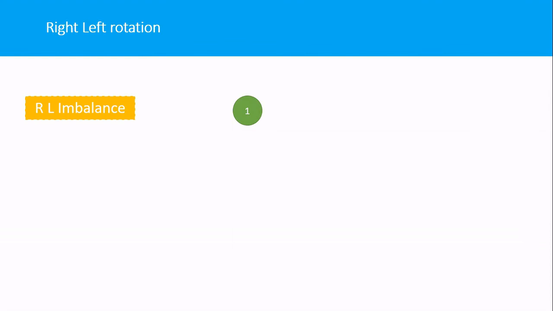Now right left rotation. Suppose node 1 is the root node, and if you insert node 3, it will be inserted as the right child of node 1, and if you insert node 2, it will be inserted as the left child of node 3. Now if you consider node 1, its balance factor is 2, and it occurred because of insertion of a node in the left subtree of its right child. So this kind of imbalance is called an RL imbalance.